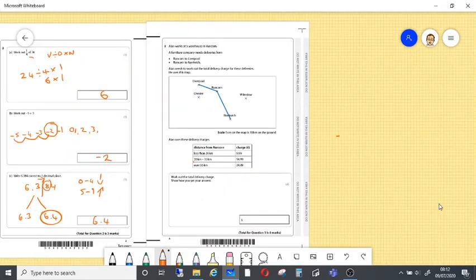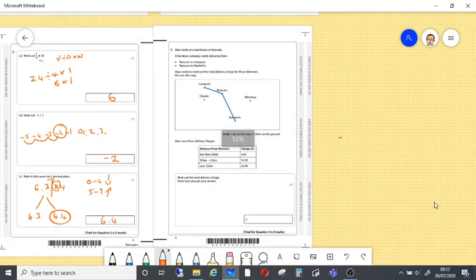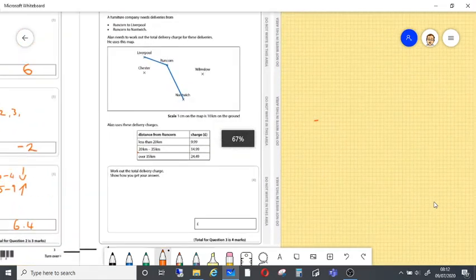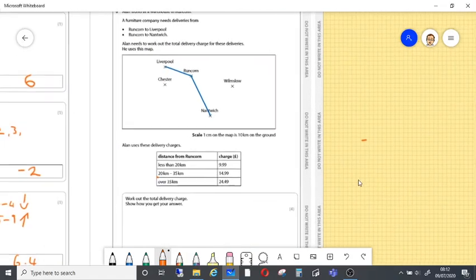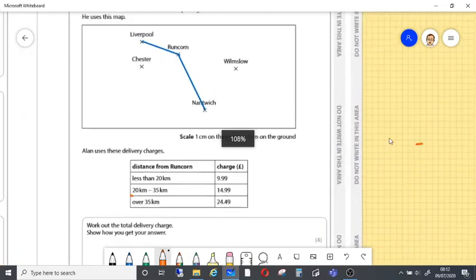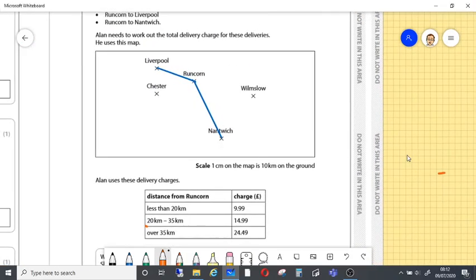It says, whoops, sorry, didn't mean to do that. Let's just zoom back in a bit. Naughty whiteboard. It says 1 centimetre scale on the map is 10 kilometres on the ground. Well, I've measured this already using a proper ruler, and the measurement for the first journey was 2.6 centimetres, and the second journey was 4 centimetres.